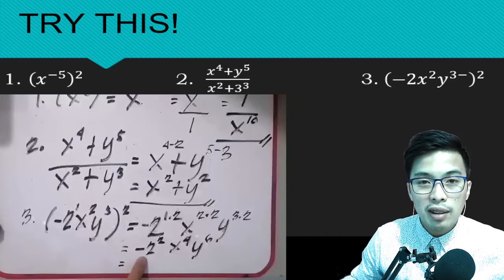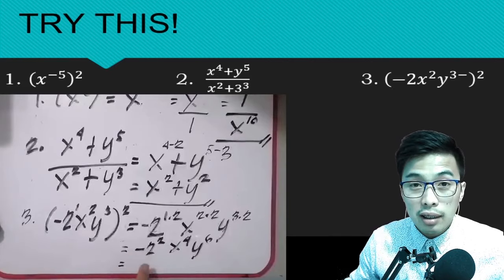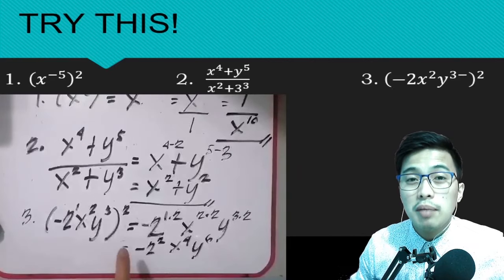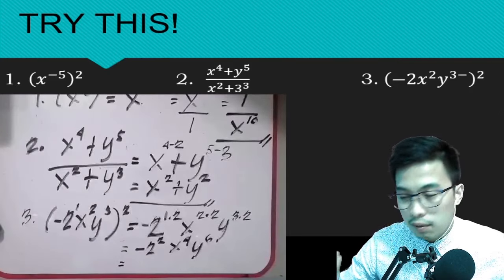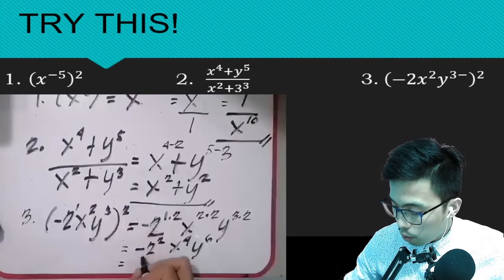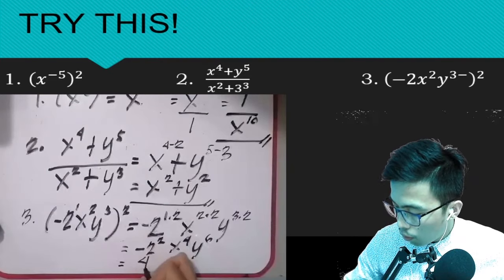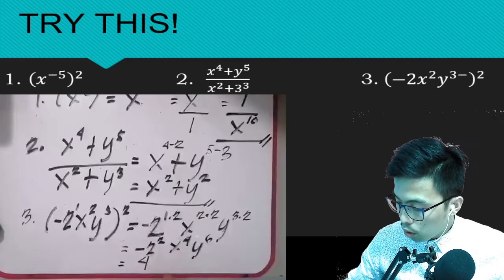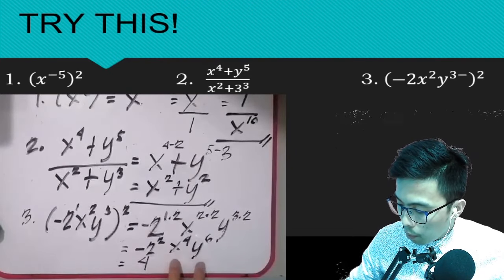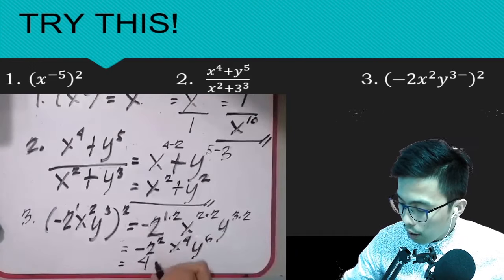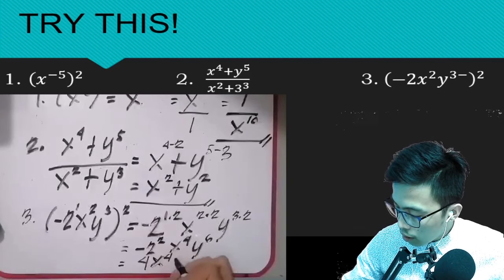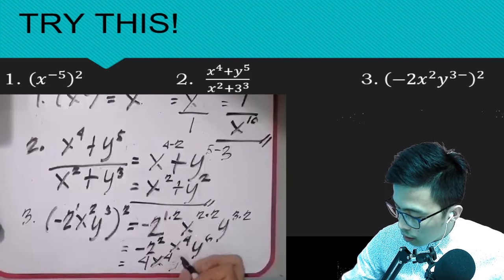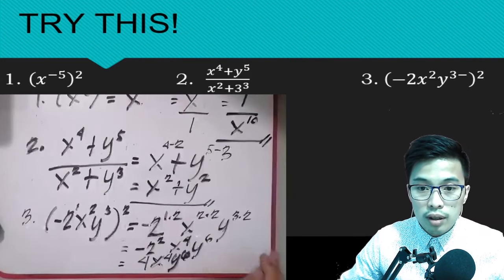How do we simplify this? Negative 2 times negative 2. Again, negative 2 times negative 2. Okay, ito muna. Negative times negative, that's positive. Okay, and 2 times 2, that's equivalent to 4. Alright? So, 4, and then we copy the remaining terms, which are already simplified. x raised to the power of 4 times y raised to the power of 6.